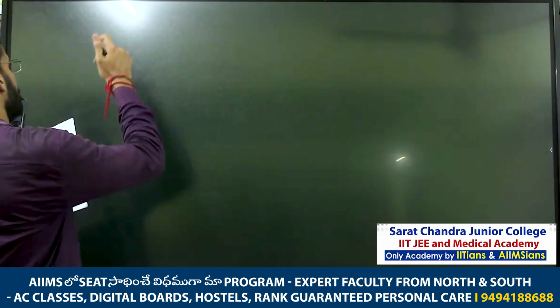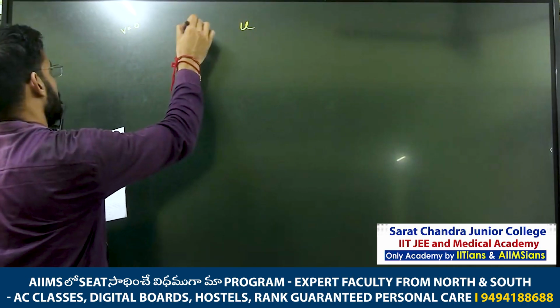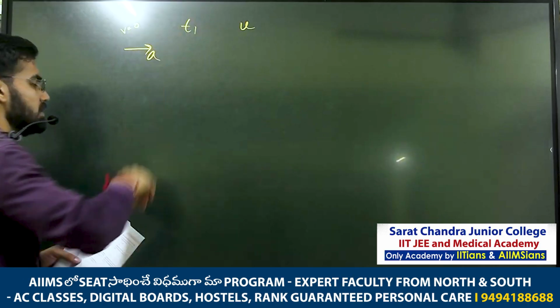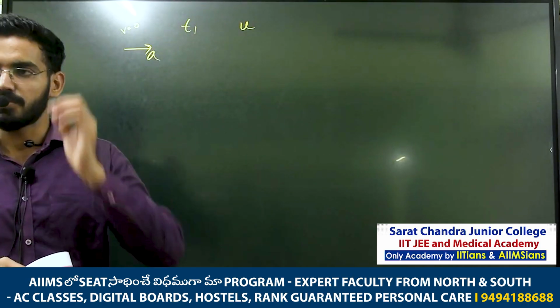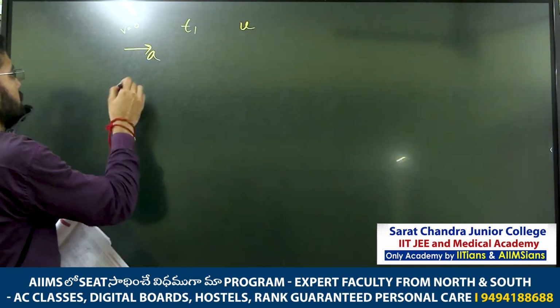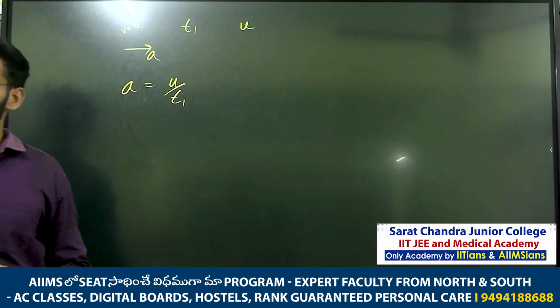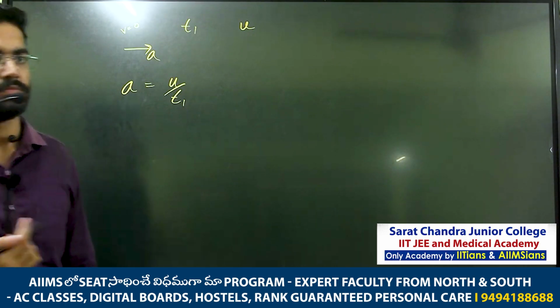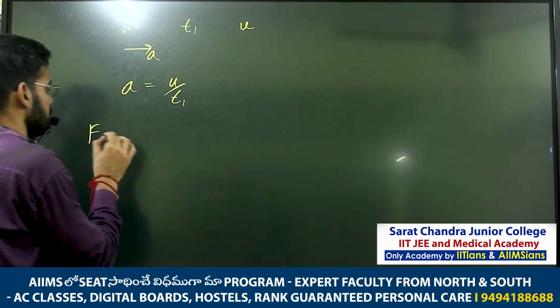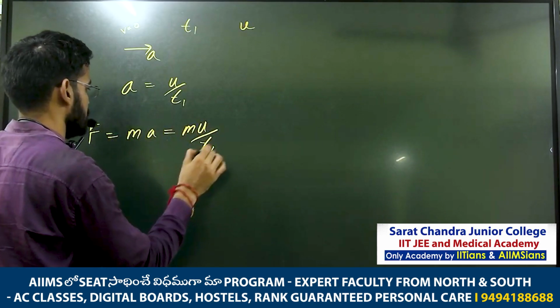Question 16. From v equal to 0 it started and reached u speed in t1 time with a constant acceleration a, let's say. Can we get the a? v equals u plus at. So a is u by t1, right? This is the acceleration, correct? Mass into acceleration is force. So force is m into a, that a is u by t1. So the force is mu by t1.